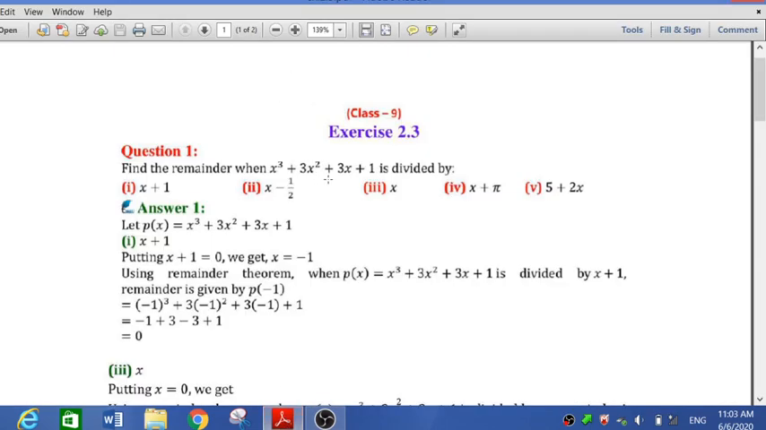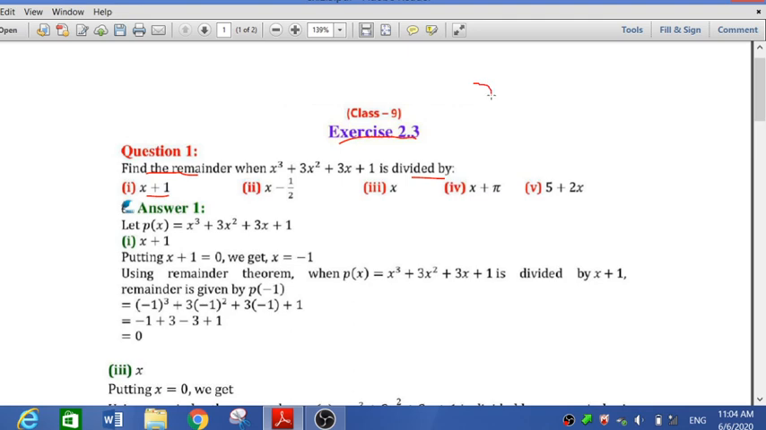Friend, today I want to explain you exercise 2.3, that is remainder theorem. Already in last lecture we have understood how to find remainder. Now today we have started exercise 2.3, that is first term. Find the remainder when it is divided by x plus 1. So if I want to divide it by x plus 1, there are two methods. One is called long division method and another is called remainder method.